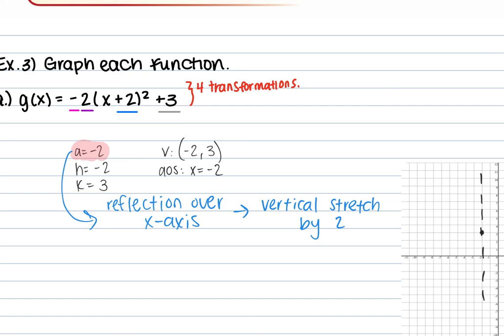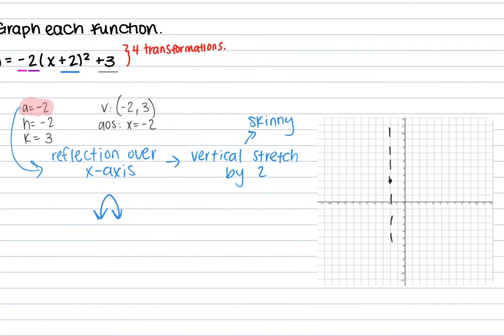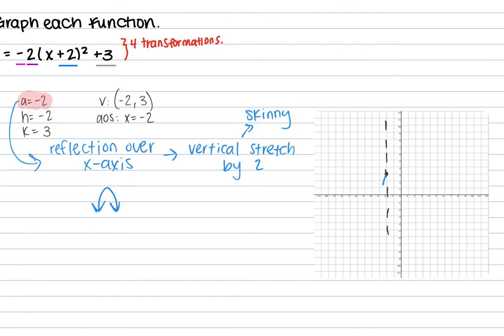If we're stretching something by 2, if something's grabbing our head and our toes and stretching us apart, are we going to get skinny or are we going to get fat? Skinny, okay? This one's going to be skinny. And a reflection over the x-axis means we're facing down. So from that vertex, draw a skinny downward graph.